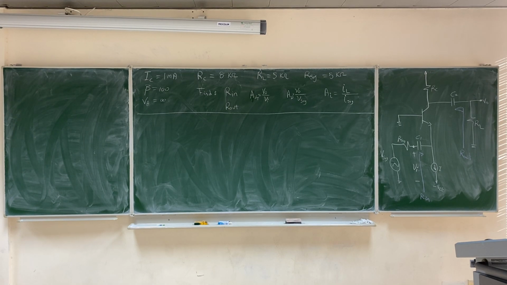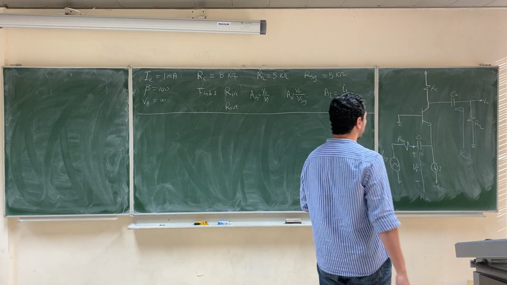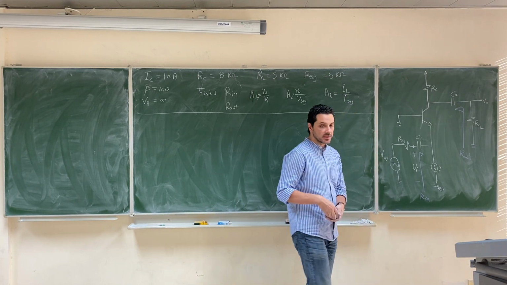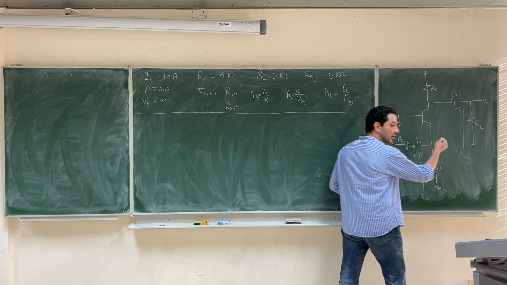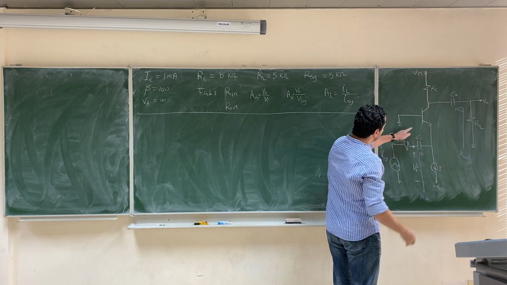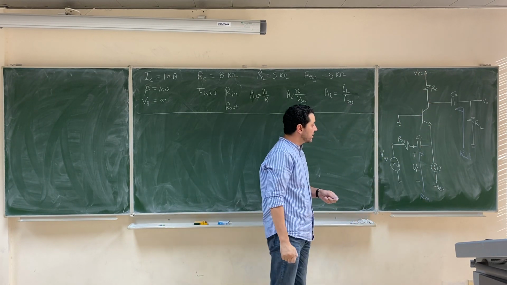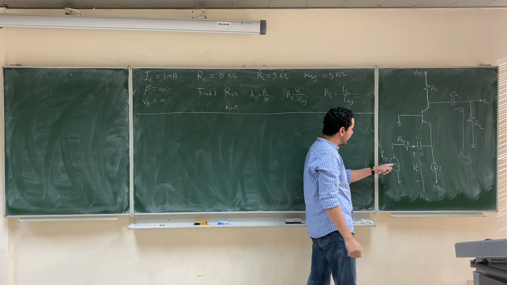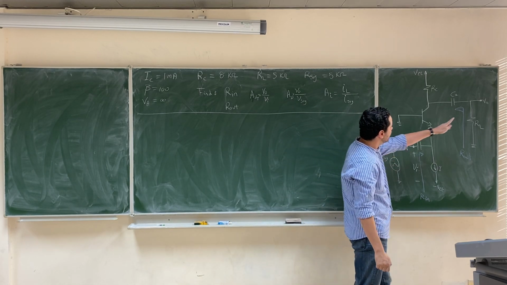Another example on the amplifier circuits of the bipolar junction transistor, we have this amplifier circuit. Here the voltage source is VCC, then RC, and as you see the base is connected to the ground, the signal or the input is connected here, the output is taken from here.